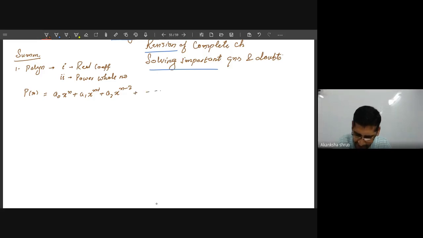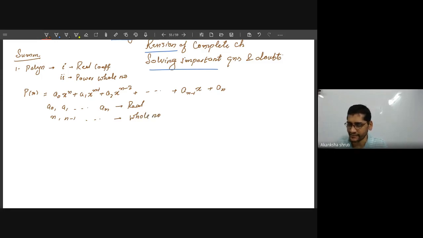Going on, the second last one was a(n minus 1) times x only, and the last one is a(n). Okay, means these a0, a1, all these should be real. It could be rational or irrational. And n, n minus 1, all these powers should be whole numbers. If these two conditions are satisfied, then only we can say it is a polynomial. After that we have learned about the different types of polynomial.